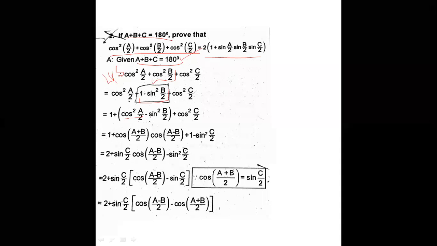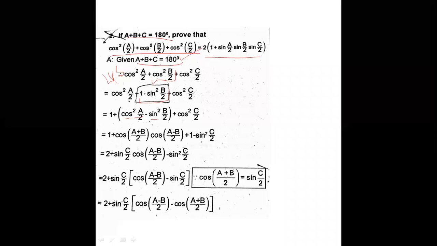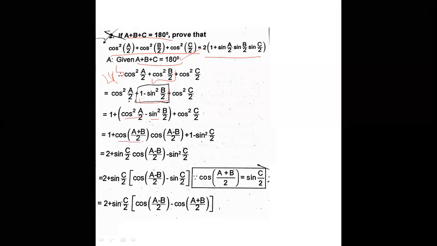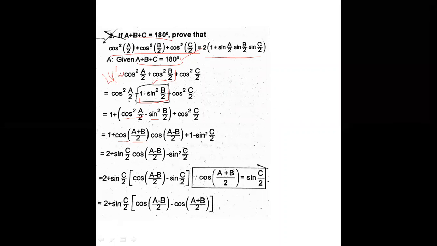Now, cos square A by 2 minus sin square B by 2 can be written in the form of cos (A plus B) by 2 cos (A minus B) by 2. Again, cos square C by 2 can be written as 1 minus sin square C by 2. Okay, we are applying the formulas. You have to be perfect with the formulas in order to solve these questions. Now, A plus B is equal to 180 minus C.